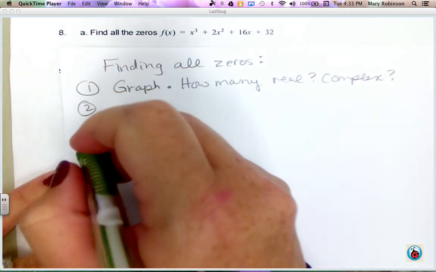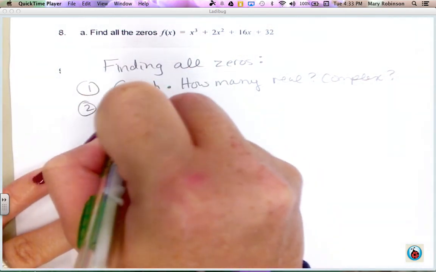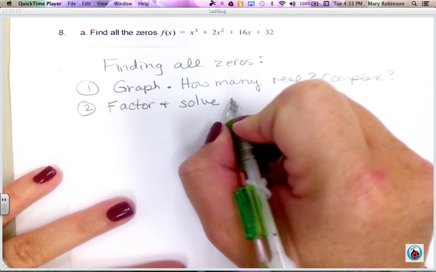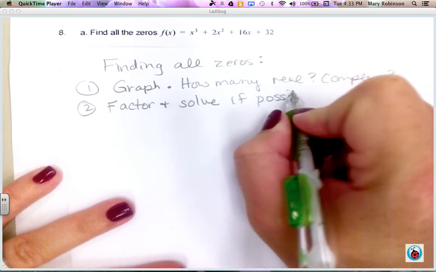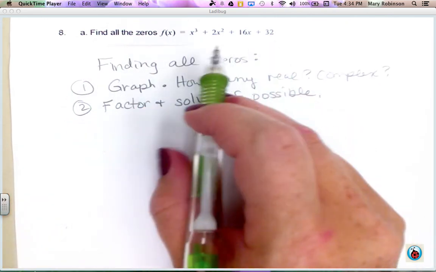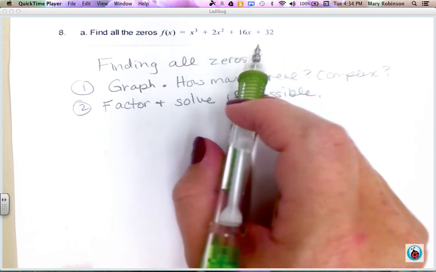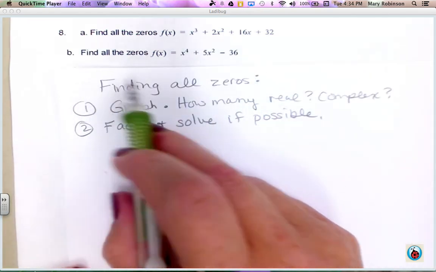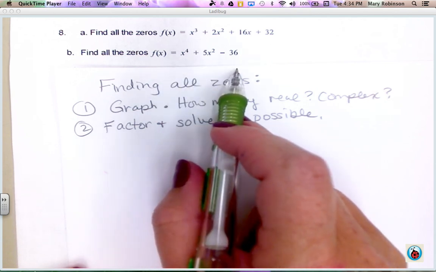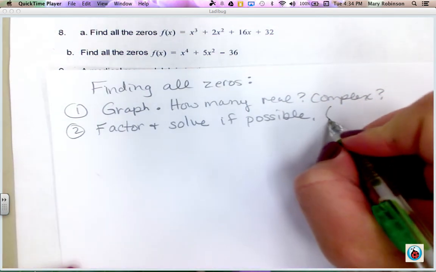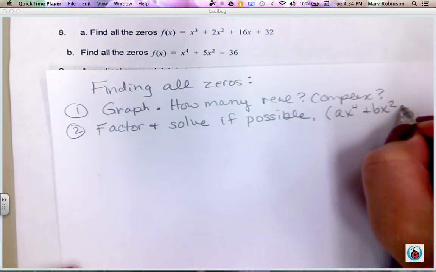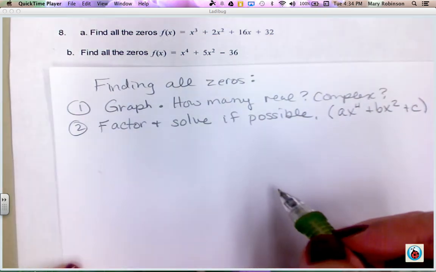So the second step after graphing: not every polynomial is factorable, but if it is factorable, I want you to factor and solve. Now, 8a is not going to be one that we can factor. It's cubic where it has all 4 terms, and it's definitely going to be more difficult. But if we take a look at b, what we find is that it's similar to x squared plus 5x minus 36. So if you see the one that is in the form ax to the 4th power plus bx squared plus c, then I'd want you to try to factor and solve if possible.